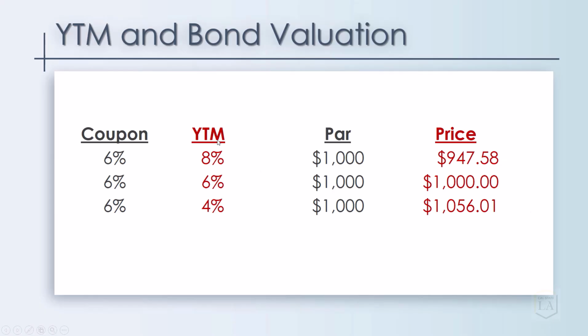So as you can see, as yield to maturity goes down, the price goes up. So there is an inverse relation between yield to maturity and price. And let's look into more details. Let's try to compare coupon rate and yield to maturity.